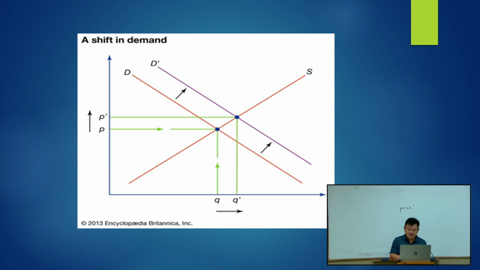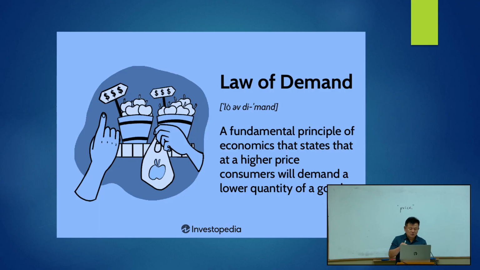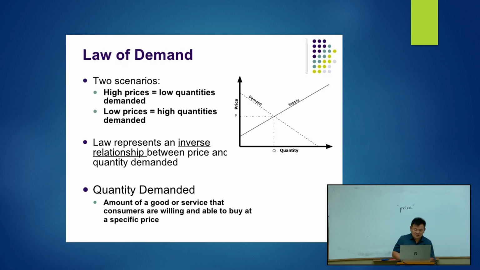This is shifting demand, and the price moving to the right side means the price increases. This is for the law of demand, okay? The fundamental principle of economics states that at a higher price, consumers will demand a lower quantity of a good, because if this product is expensive, I cannot buy that. So in the graph, briefly explain the two scenarios of the law of demand.